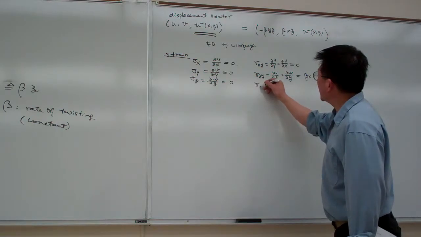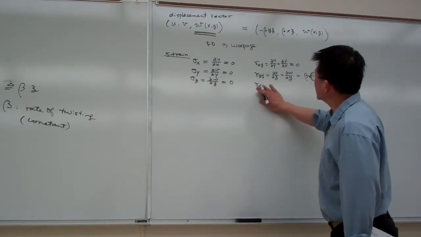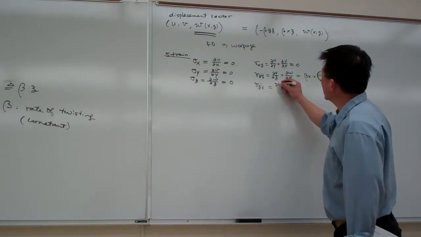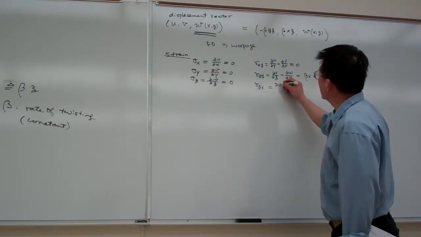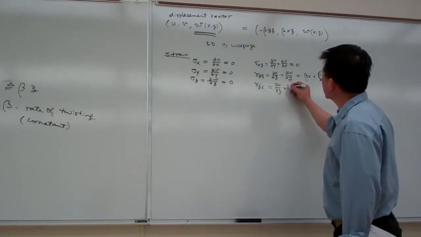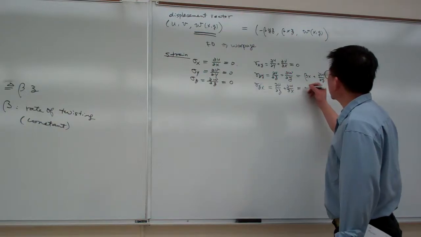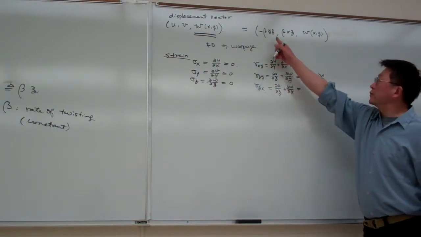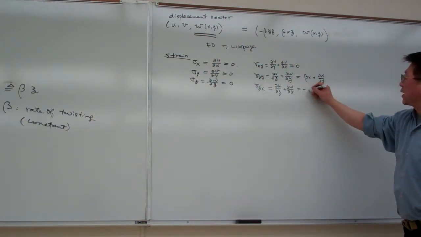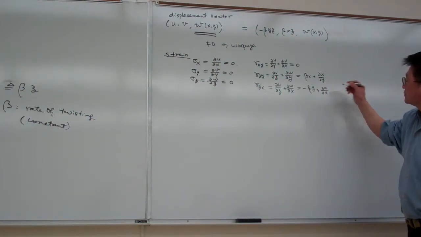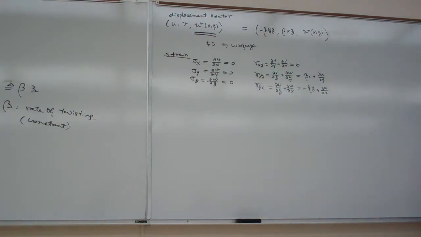And gamma zx is equal to partial u, partial z, plus partial w, partial x. So plug in u equal to this component: that is minus beta y, plus partial w, partial x. Okay, good enough.